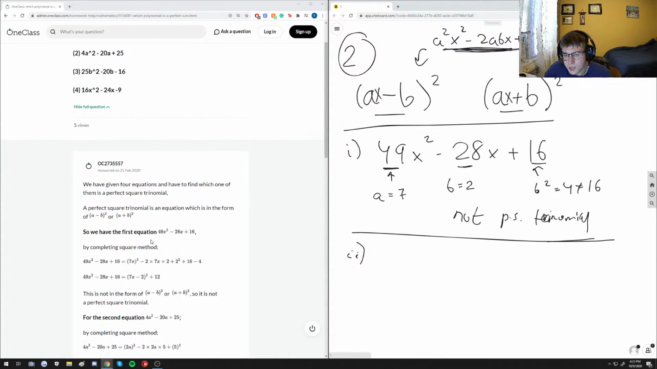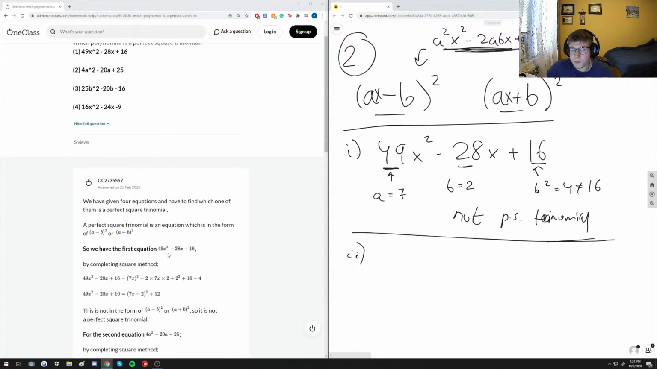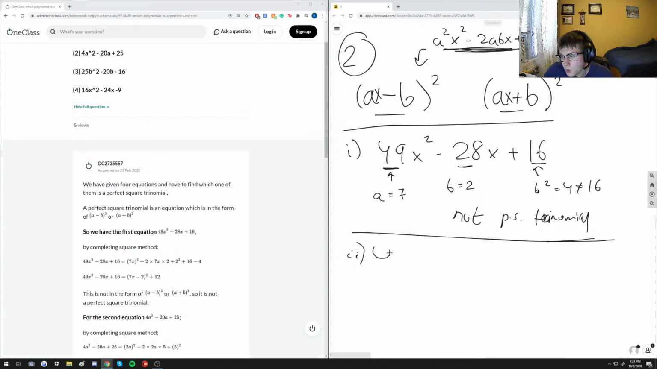And this answer choice and this written answer also says the same thing. So going to the second answer choice, we have 4a squared minus 20a plus 25. And right here, we have to set our a once again equal to the square root of this coefficient. So a is equal to 2. And then, because we're dealing with a minus plus situation, we have to find what b is. So in this case, it would be minus 2 times a. A is 2, so minus 4b equals 20. In this case, b would be 5.